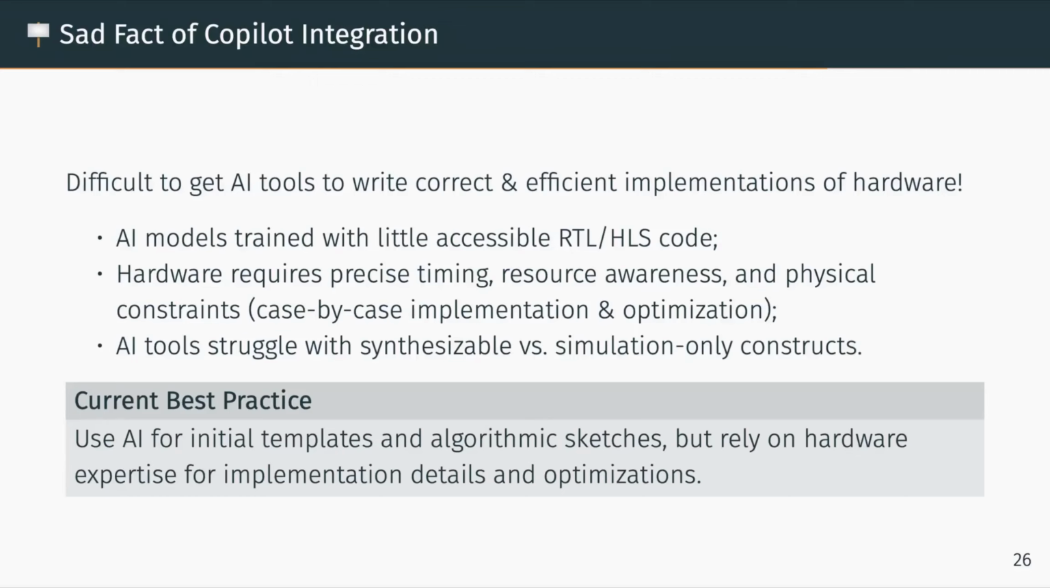And the AI tools also struggle with synthesizable and simulation-only constructs, so they can't get things right. So currently the best practice is to use AI for initial templates and algorithm sketches, and rely on hardware expertise for implementation details and transitions. But whenever we encounter a problem or a bug, we may ask for their help. Maybe they have some insight into that, but we can't rely on them too much.